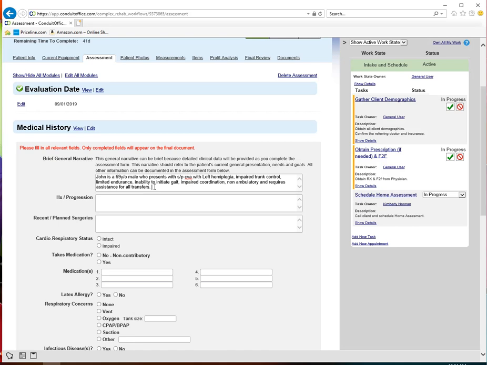In our scenario with John Doe here, we're talking about a patient who recently had a stroke, which resulted in left hemiplegia, impaired trunk control, limited endurance, and inability to initiate gait. This sort of impaired balance and impaired coordination. We're directly linking it. It's important. Medicare always wants to know the etiology of the patient's limitations. This is my patient's current status. This is why they need equipment, but how did this start? Where's this coming from? What's the diagnosis that caused this?